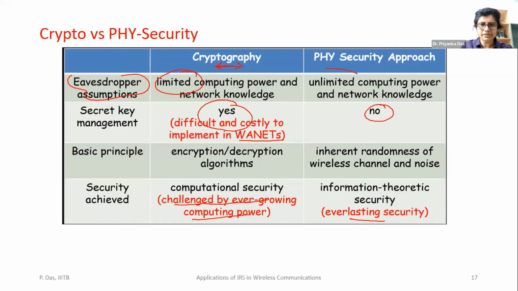How? The basic principle is encryption and decryption algorithms. Here, we use the inherent randomness of the wireless channel. I know the wireless channel is noisy. Get that benefit into your hand. Get that noisy part in your hand and do something else on top of it.